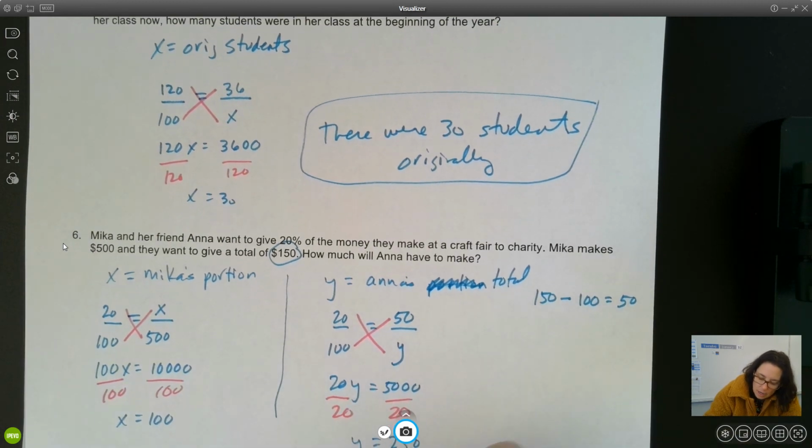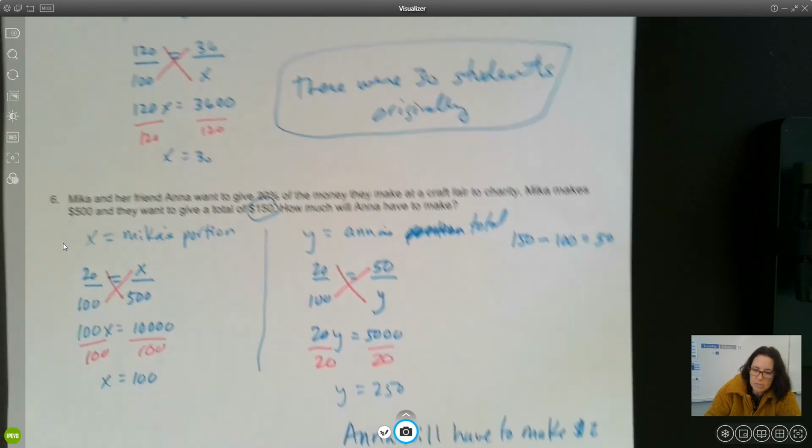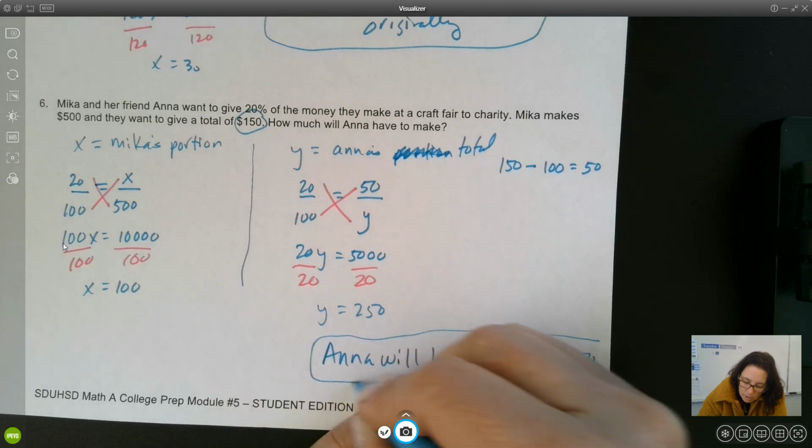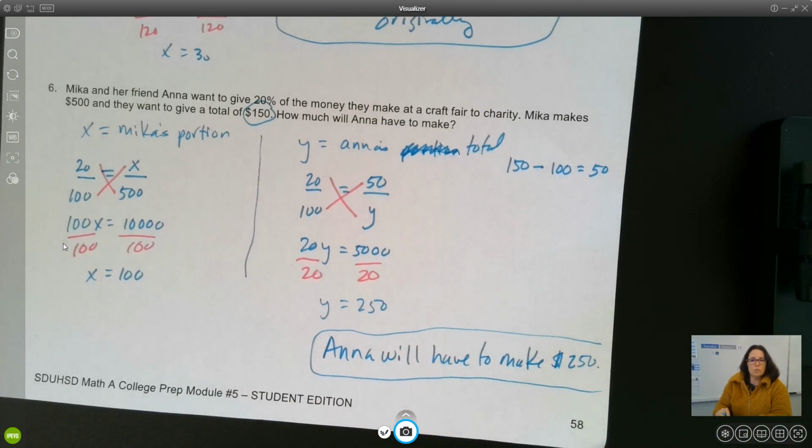Okay, so Anna will have to make $250, oopsie, sorry guys, $250. Anna will have to make $250.